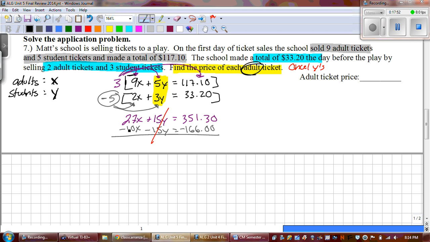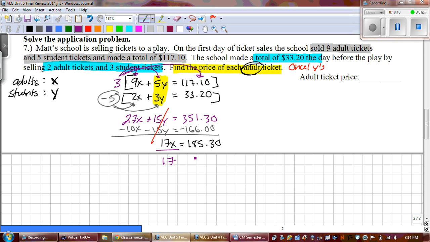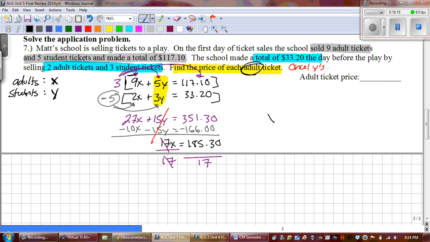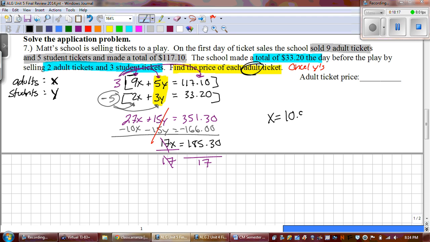And then 27 minus 10 gives us 17x. And that equals, subtract those two numbers, 185.30. Okay? The last thing to do would be to divide both sides by 17. 17's cancel, and we're left with x equaling 10.90. Okay? Or in your calculator, it might say 10.9. Just know that they're talking about $10.90. Okay?